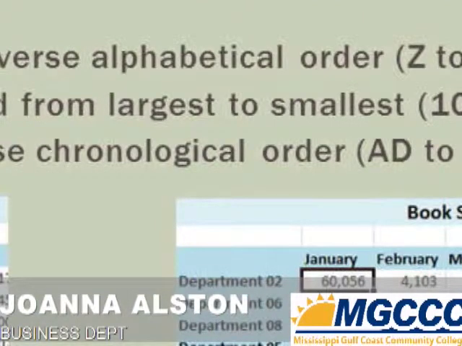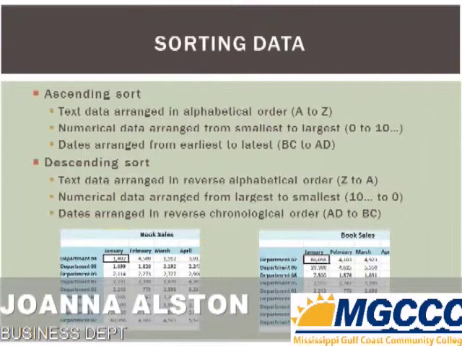You have two types of sort, ascending and descending. Depending on what type of data is in your cells, your ascending or descending sort will be a little bit different. Text data is arranged A to Z in an ascending sort. Numerical data, I have 0 to 10, but you could have negative numbers and they would come obviously before 0. Dates, earliest to latest. Chronological. Descending, everything's just the opposite. Text, Z to A, numerical, 10 or whatever to 0 or negative, and then dates are reverse chronological.